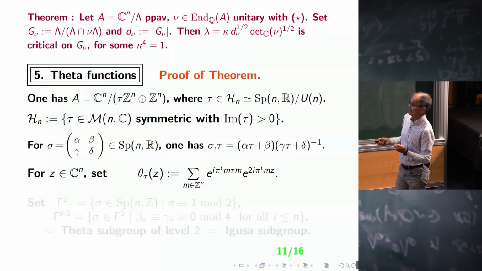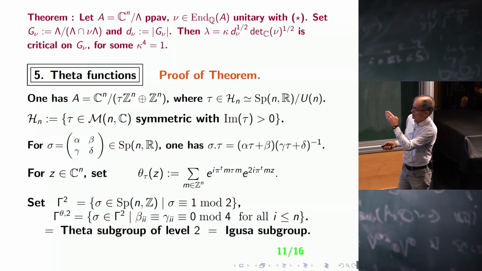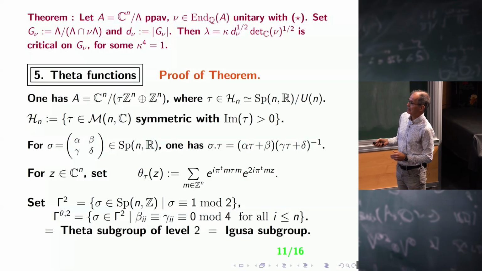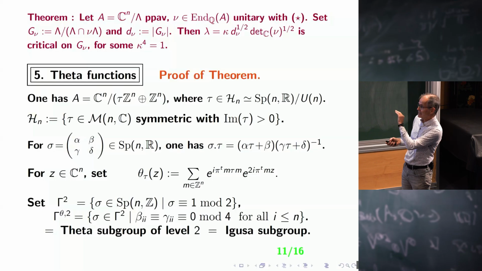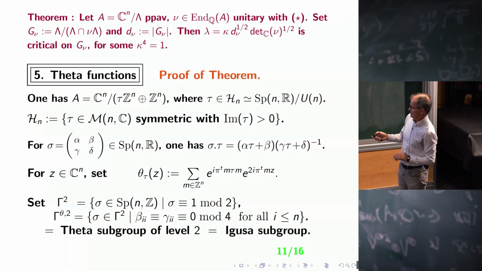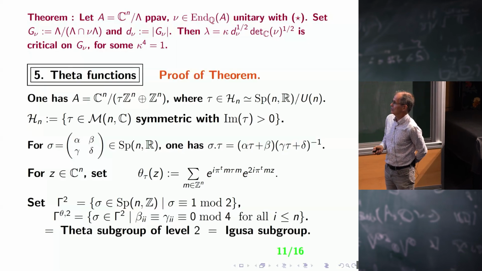The formulas are particularly simple for a smaller group, the Igusa subgroup, which I introduce now. Among the integral symplectic matrices, you just look at those which are equal to 1 mod 2, and which still satisfy the condition that the diagonal part of beta and the diagonal part of gamma are equal to 0 mod 4. This is the so-called Igusa subgroup.